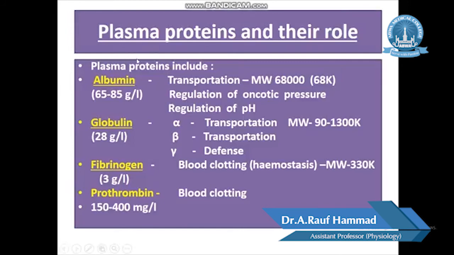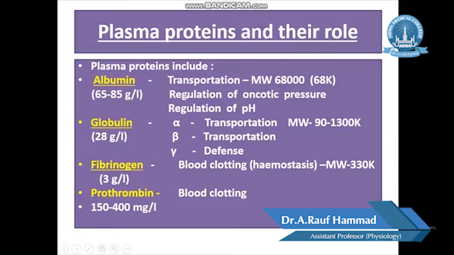Plasma proteins. Plasma also contains proteins. Among these proteins, the maximum amount is of albumin, 65 to 85 grams per liter. The purpose of albumin is transportation of chemicals and hormones and different other constituents, and their molecular weight is 68,000.